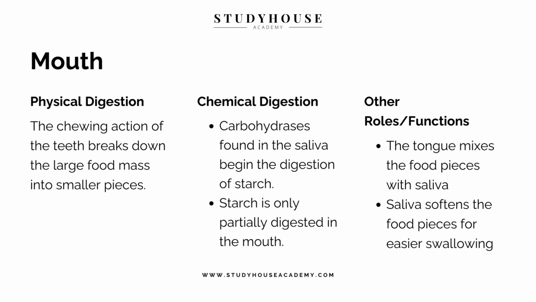Physical digestion. The chewing action of the teeth breaks down the large food mass into smaller pieces. Chemical digestion. Carbohydrases found in the saliva begin the digestion of starch. Starch is only partially digested in the mouth. Other roles, functions. The tongue mixes the food pieces with saliva. Saliva softens the food pieces for easier swallowing.